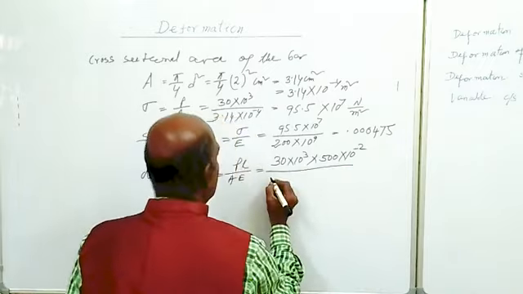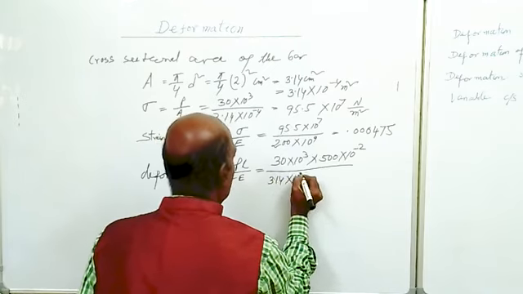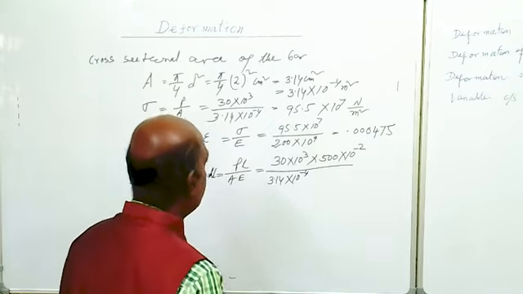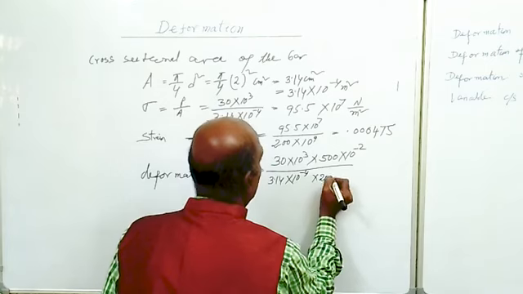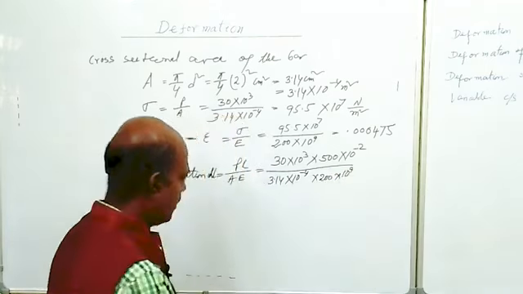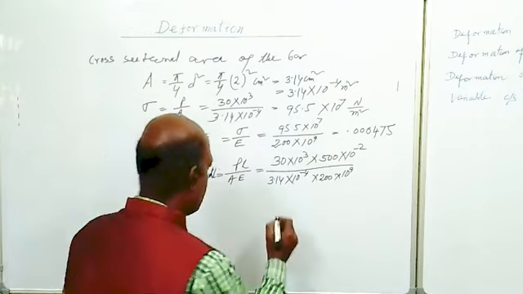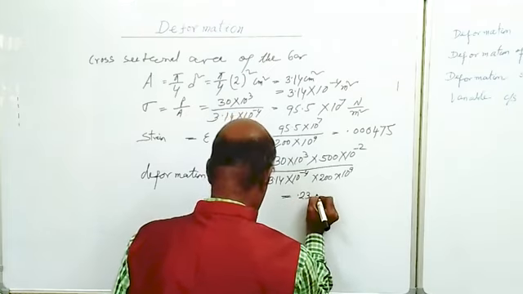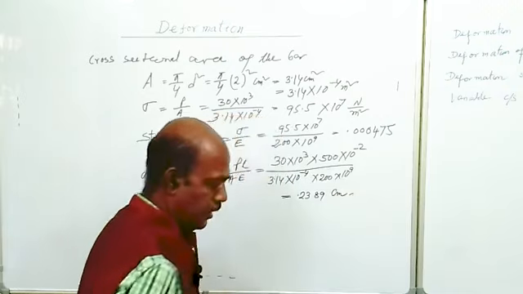A we have got 3.14 into 10 to the power minus 4, into E. E is 200 into 10 to the power 9 Newton per meter square. So if we put all the values, it will come 0.2389 centimeter.